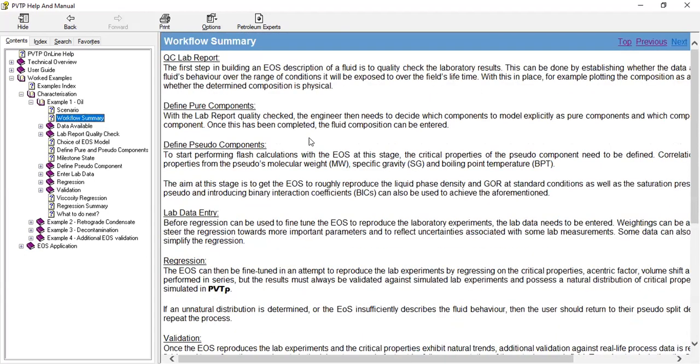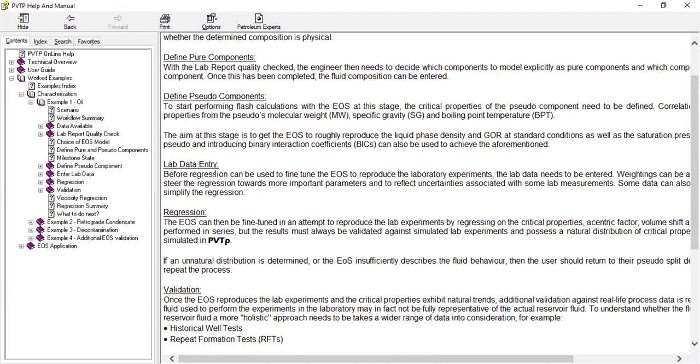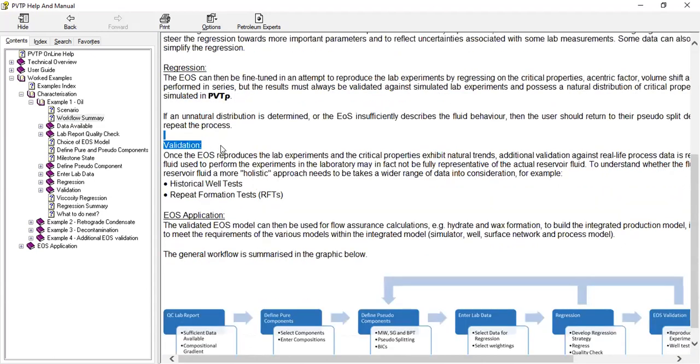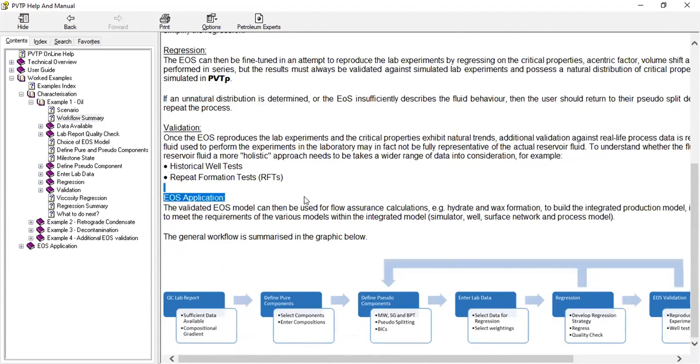It's quite long. I will not read it out loud. So let's just check workflow summary. So we have QC lab report. We will define pure components. Sorry, we will QC the lab report. We will define the pure components. We will define the pseudo components. So they are different, the pure components and pseudo components. And then lab data entry, we will input the laboratory data. We will perform regression to obtain a match model. And then we will do validation, and let's check the EOS application.